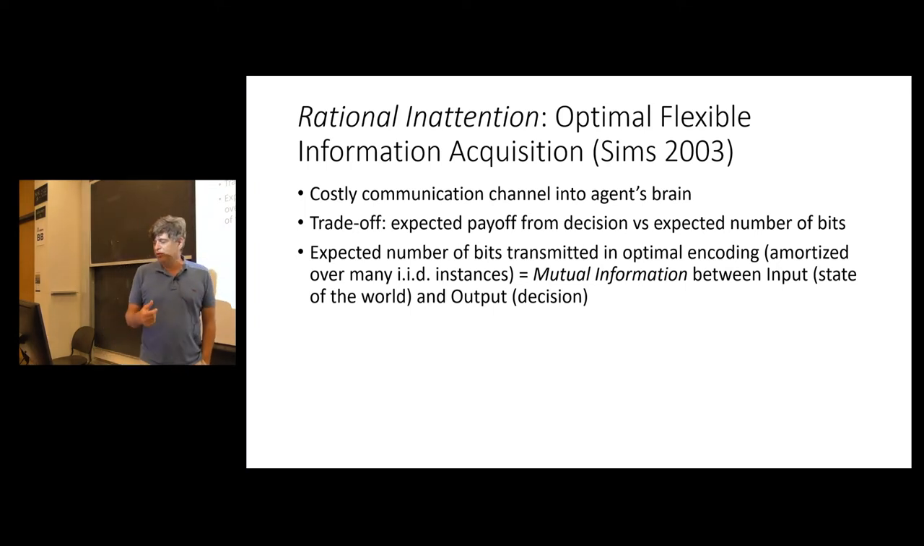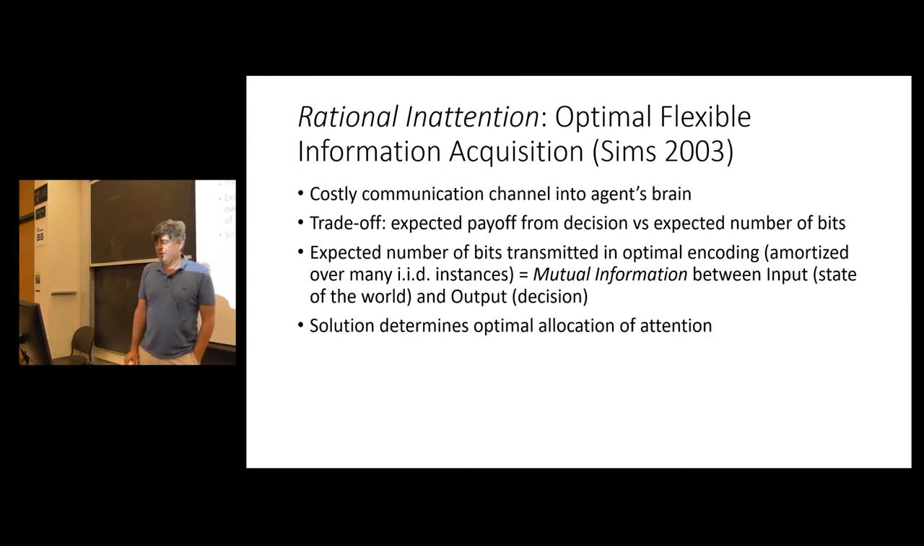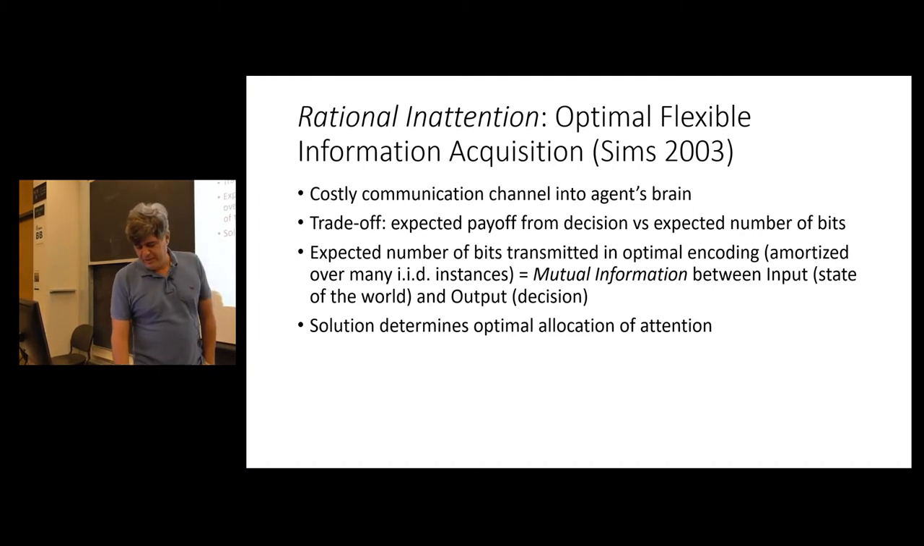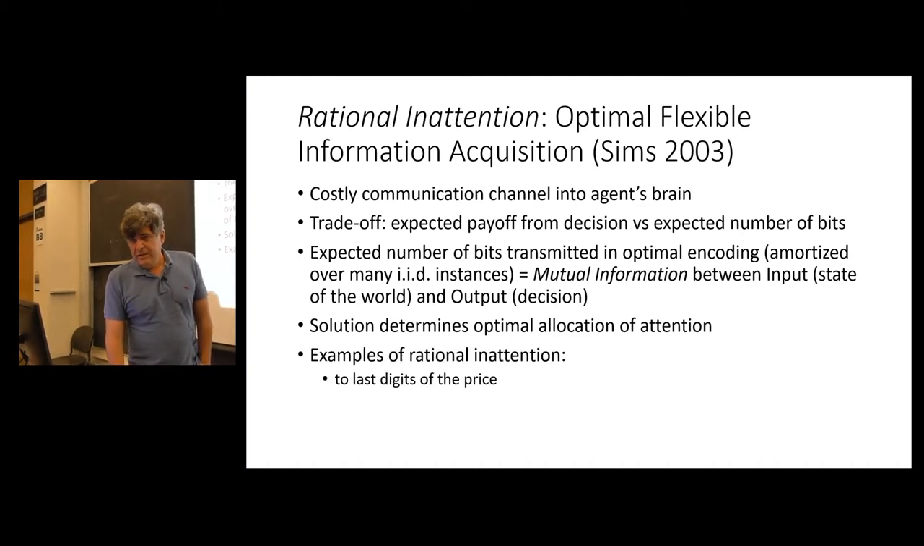It's just mutual information between the input, which is the state of the world, and the output, which is the decision you need to make. And the solution to this problem determines what you pay attention to, so optimal, what kind of information you get into your brain, and what kind of decision you make. So that's a somewhat realistic way of thinking.